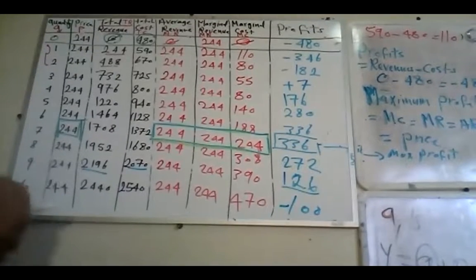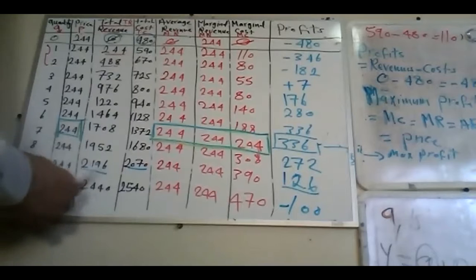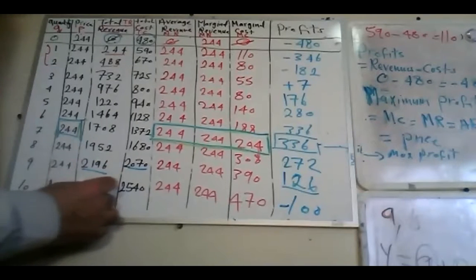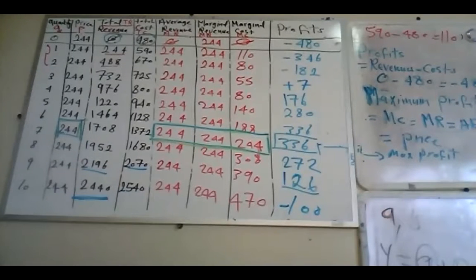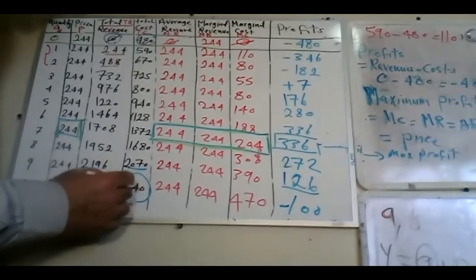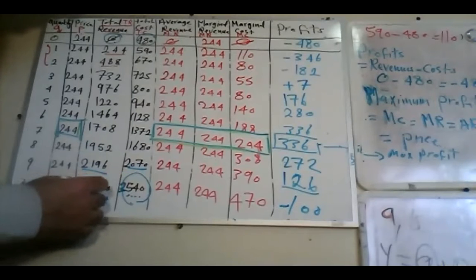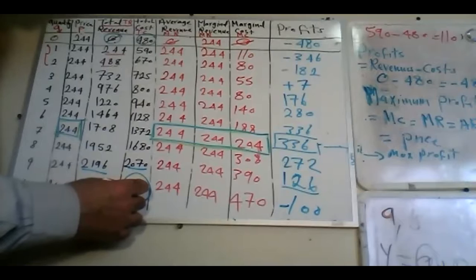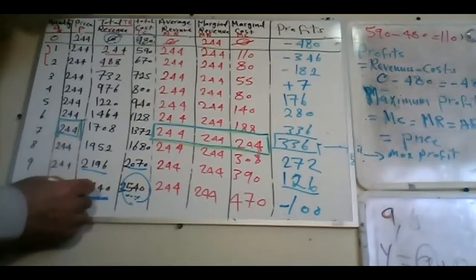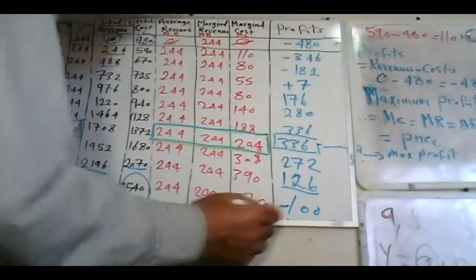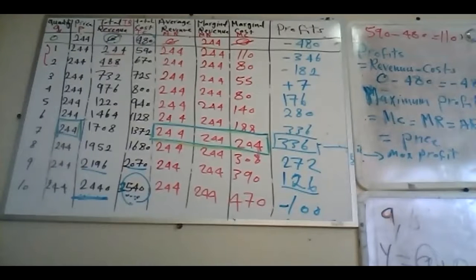You can watch here the revenues are 244, but the cost, as you see, is more than the revenues. Here the costs are 2540, here 2440. So the costs are more than the revenues. That's why it became the minus.